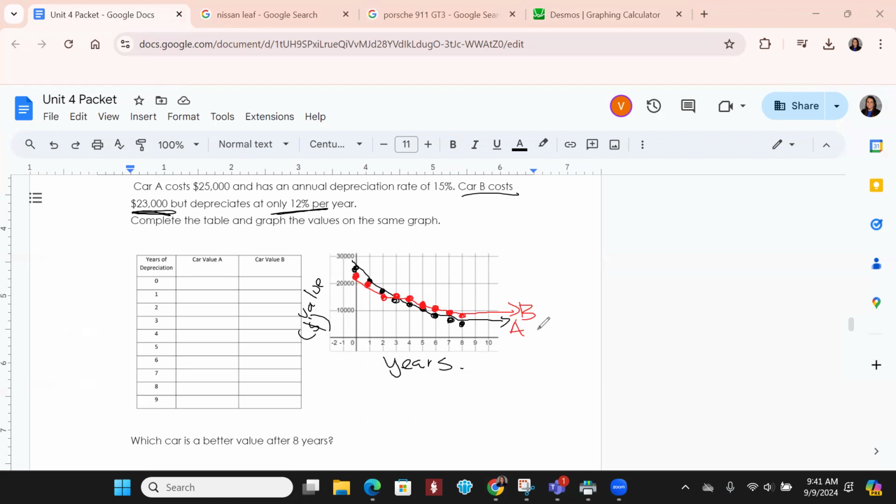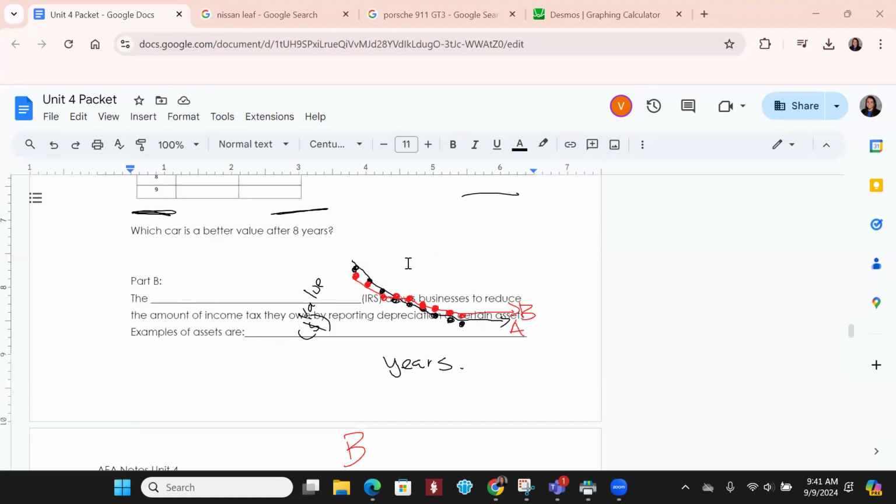So which car is a better value after 8 years? Which is worth more after 8 years? B. B costs less though. Something to keep in mind. All right, let's take a look at the next part.